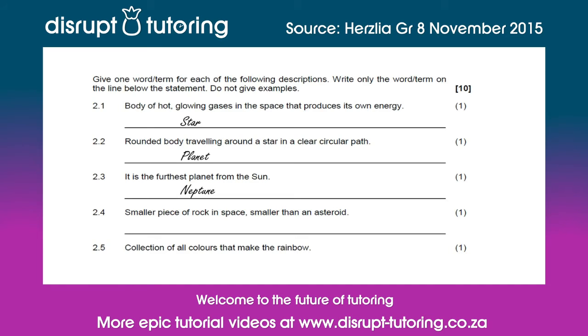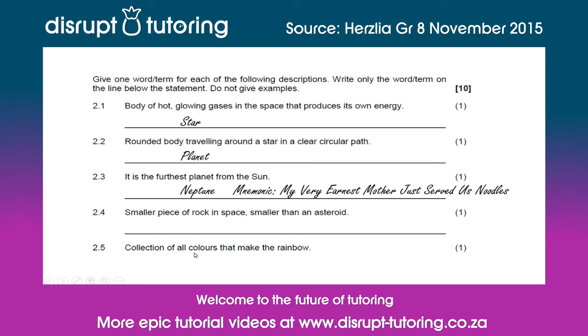And a mnemonic or a memory thing that you can use to remember this is to say, my very earnest mother just served us noodles. Okay, and this tells us the order of the planets in respect to the distance from the sun. So that would be Mercury, Venus, Earth, Mars, Jupiter, Saturn, Uranus, and Neptune.